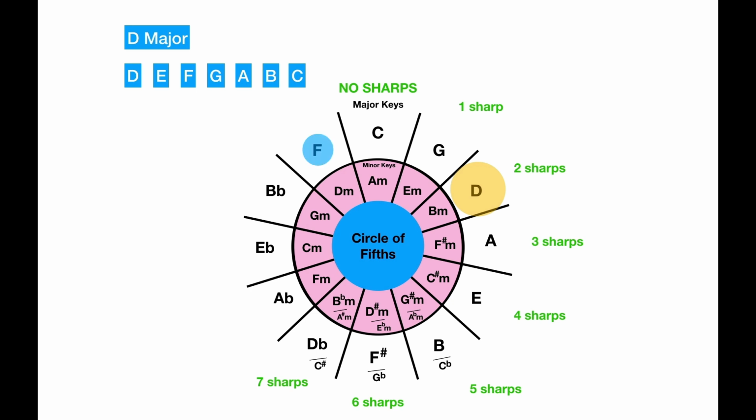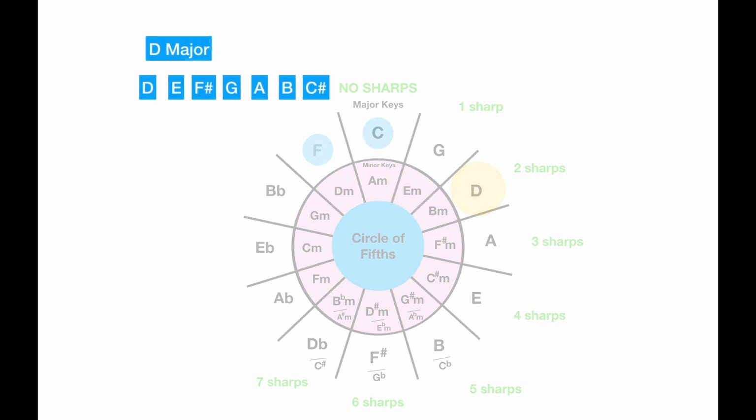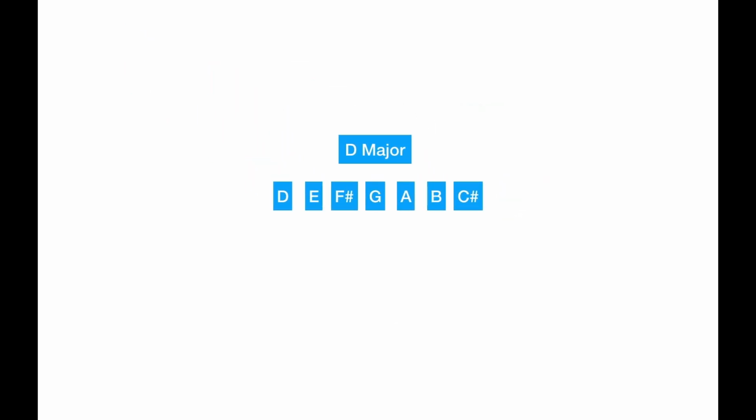Now the order of sharps starts at F and we work our way around the circle clockwise. So we can see that a D will have 2 sharps in it, and those sharps will be the first 2 sharps from F, which are F and C. So the D major scale has 2 sharps in it, F sharp and C sharp. So it's D, E, F sharp, G, A, B and C sharp.